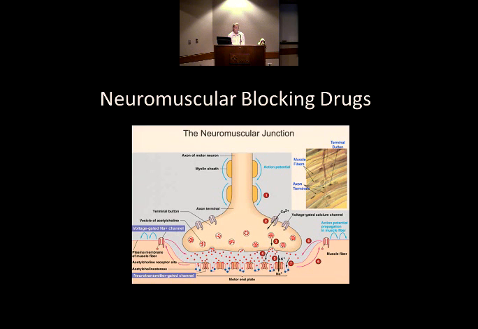There are currently no drugs that block acetylcholine presynaptically that we use in the OR. In the OR, it's all postsynaptic, which involves the receptor.